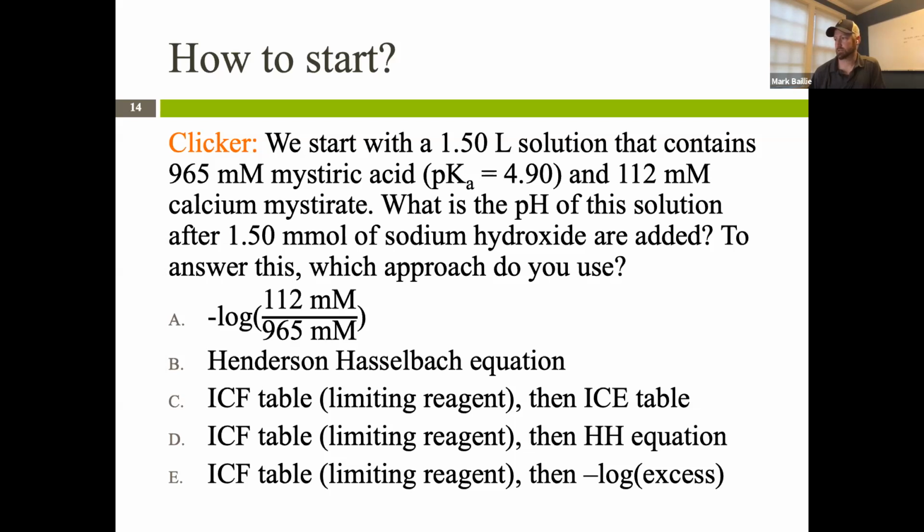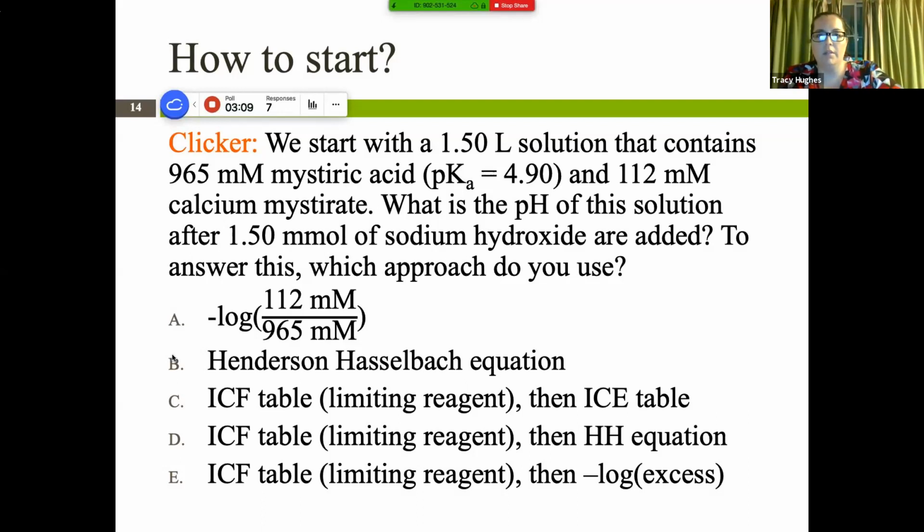So how are we thinking about this? Can we just use a Henderson-Hasselbalch equation, plug in those numbers in the pKa? Why not, Amber? Because I don't really know why, but you do need to use the ICF table first. Why? We have to get rid of the sodium hydroxide before we can do the Henderson-Hasselbalch.